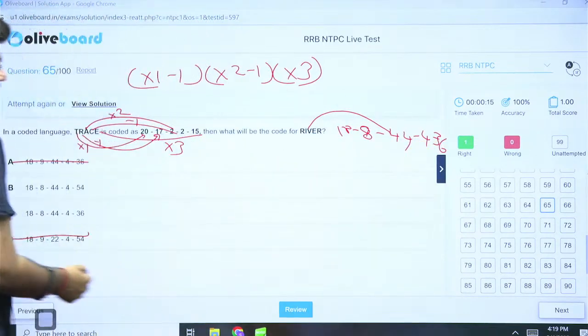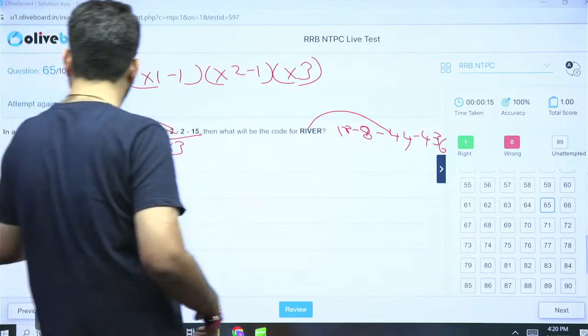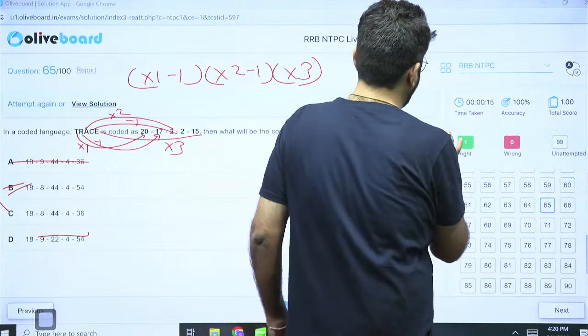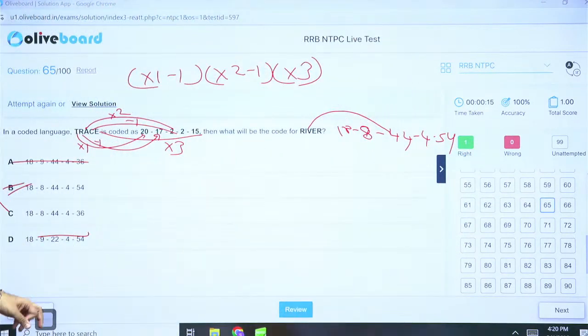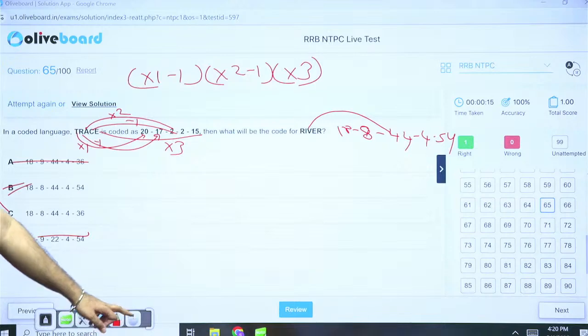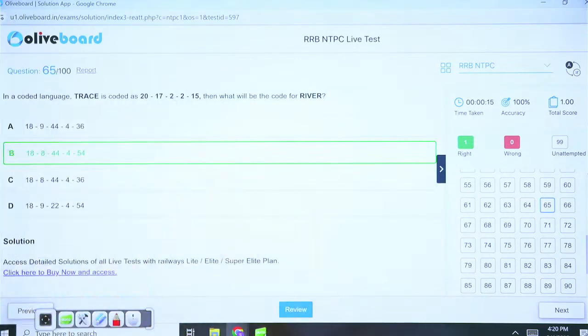So my answer will be option C. Oh, sorry, 18 into 3 is 54. Look at my head also. My head is also making mistakes. So sorry. Option B is the correct answer. Okay, yes, done.